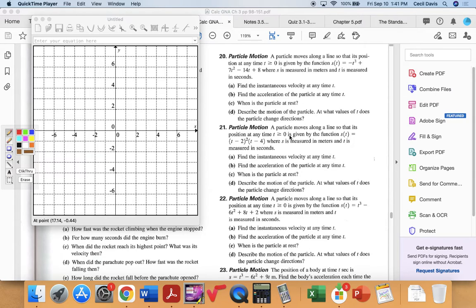So your velocity graph, I'll just draw the shape of it, is going to look sort of like that, where this high point is at 5. And then your acceleration graph is going to look sort of like that, where this is like at, I don't know, 27 or so.